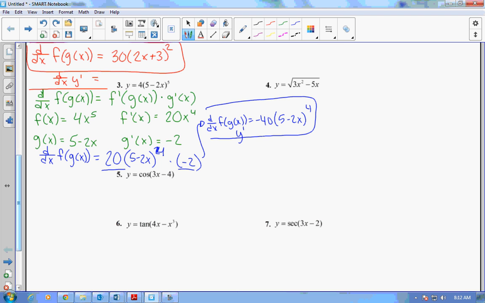Okay. Why don't you guys try number 4? You've seen 2 now. Give number 4 a shot. Find your f, find your g. It might be easiest to start with g first, and then find your f. If you get stuck, your first resort is turn to your neighbor.